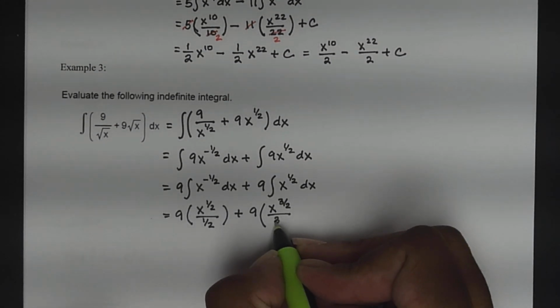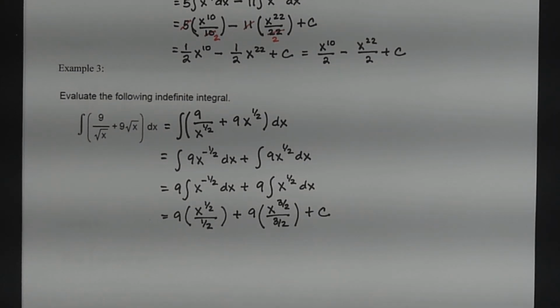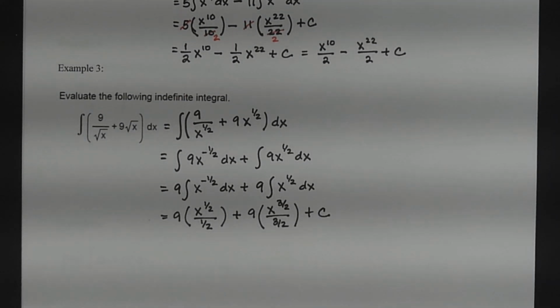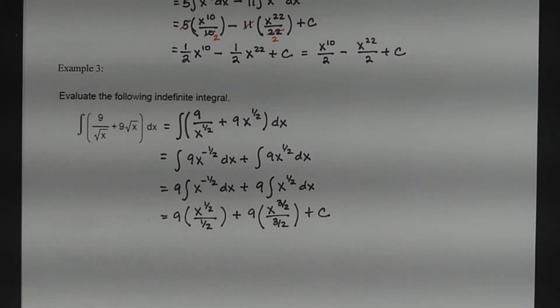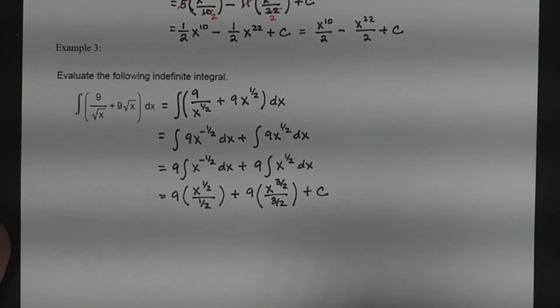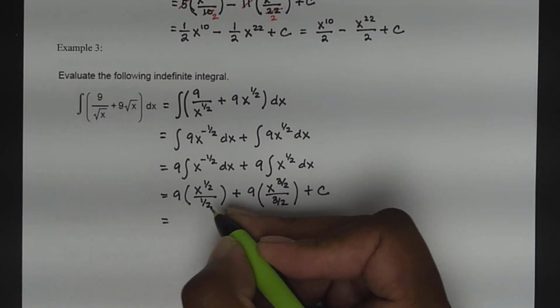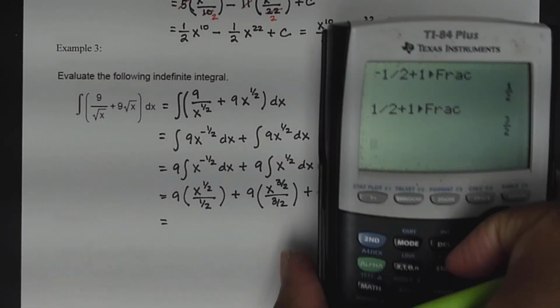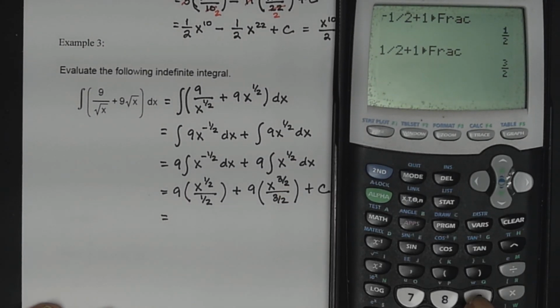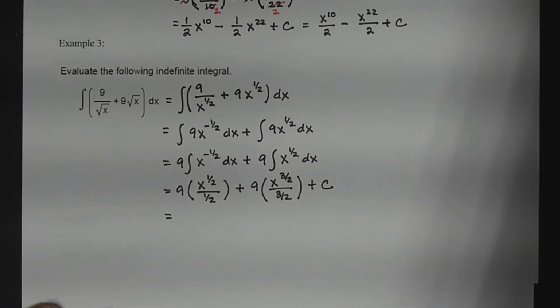That's divided by your new exponent of 3/2. And of course I need to include that plus c since I'm taking the indefinite integral. Alright, so I need to simplify this a bit. I need to do 9 divided by 1/2. If you want to, you can do this in the calculator, 9 divided by, and then left parentheses, 1 divided by 2. This will end up being 18.